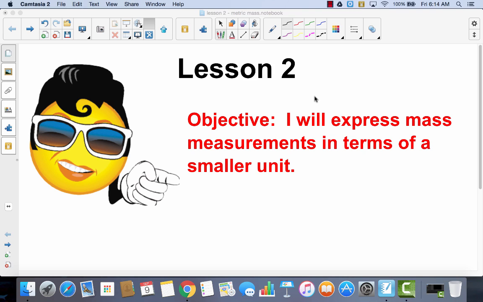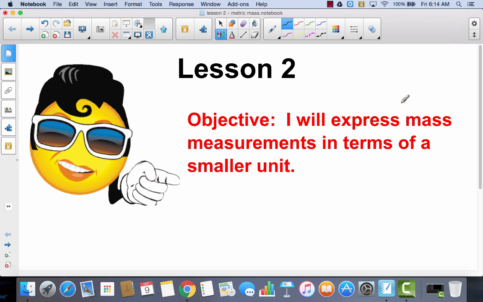This is lesson 2 of module 2. I will express mass measurements in terms of a smaller unit. In lesson 1, we were expressing length measurements in terms of a smaller unit. Today we are expressing mass. Mass is another term for how much weight something is or how much space it takes up.